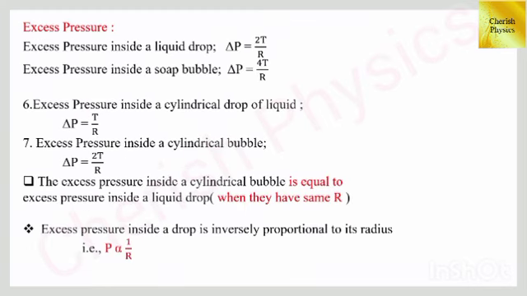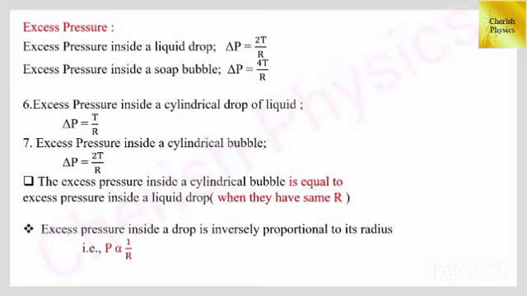Sixth one, excess pressure inside a cylindrical drop of liquid. Delta P equal to T divided by R. Seventh one, excess pressure inside a cylindrical bubble. Delta P equal to 2T divided by R.